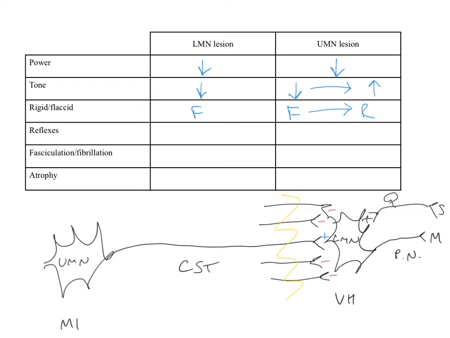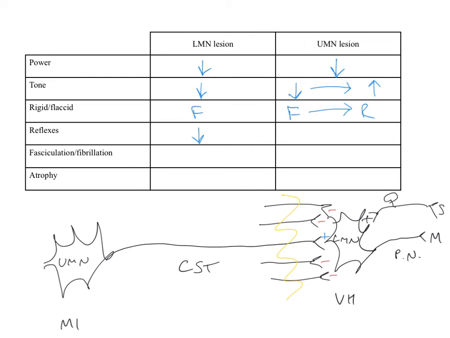What about reflexes? Well, if we ignore all of this to do with upper motor neurons, if we interrupt the axon of a lower motor neuron, we interrupt the monosynaptic reflex arc. And so therefore, in this case, the reflexes become diminished. Okay, the reflexes become diminished in the case of a lower motor neuron lesion, and they may even become absent if the damage is extensive enough.